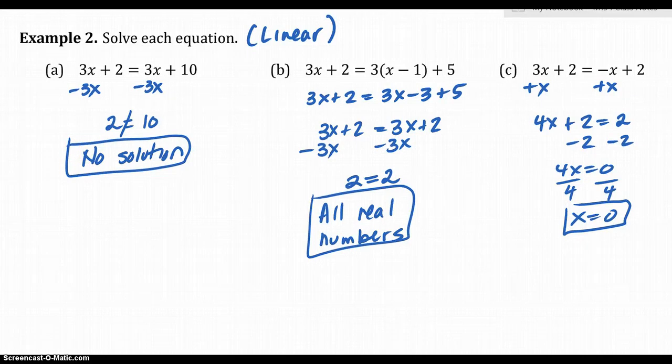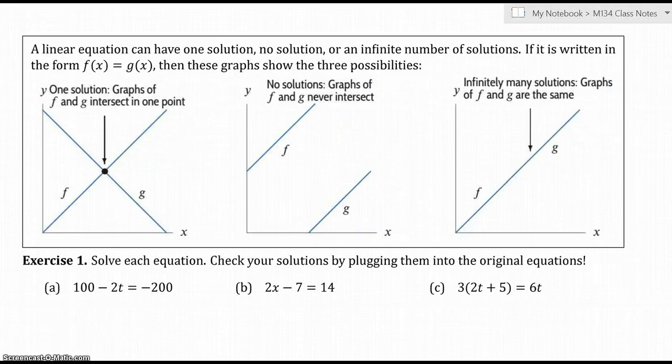Let's do an analysis of this on the next page. These are what the graphs look like for each of those 3 cases. A linear equation can have one solution, no solution, or all real numbers. An infinite number of solutions is what they say. If it is written in the form f of x equals g of x. So this was like my y1 in the example with the rental company A, and this is like my y2 with the rental company B. So let's call this line f, and this g.